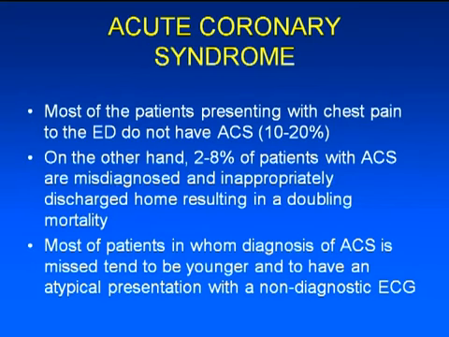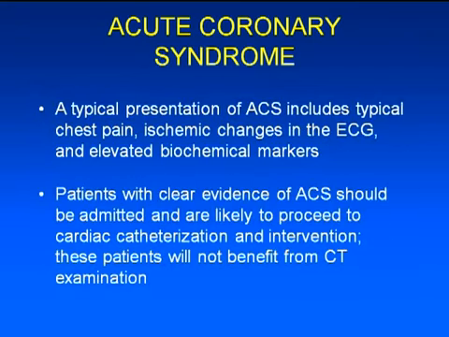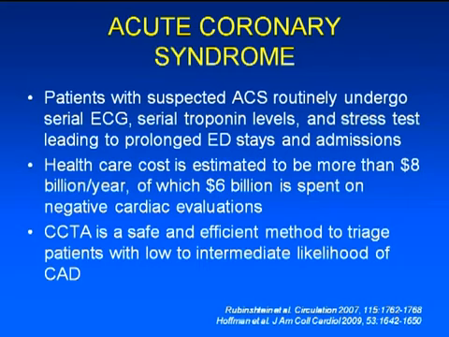So if you have a patient with a typical presentation, precordial pain radiating to the arm or to the jaw, you have ischemic changes in the EKG, elevated biomarkers, it's a no-brainer. You're going to admit the patient, and the patient should go to the cath lab for some kind of intervention. When you suspect the patient may have acute coronary syndrome, the standard of care is to do serial EKGs, serial biomarkers, and stress tests.